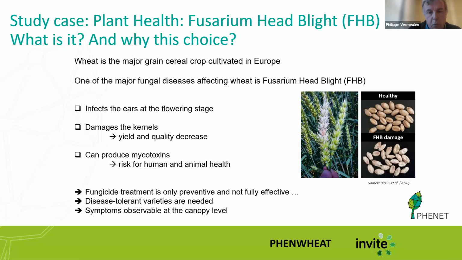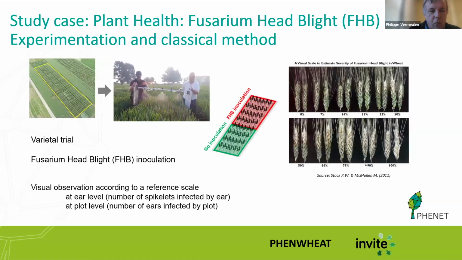Another reason is that the symptoms are observable at the canopy level, and when we work with imaging, it's easier to take an image of something we can see. For that, we work with different varietal trials, and we inoculate them using spores of Fusarium head blight. So we have different varieties under inoculated and not inoculated conditions.